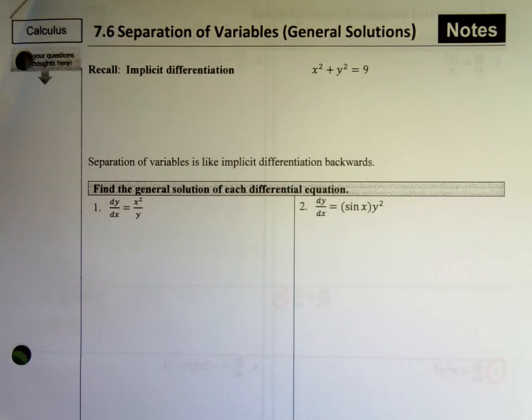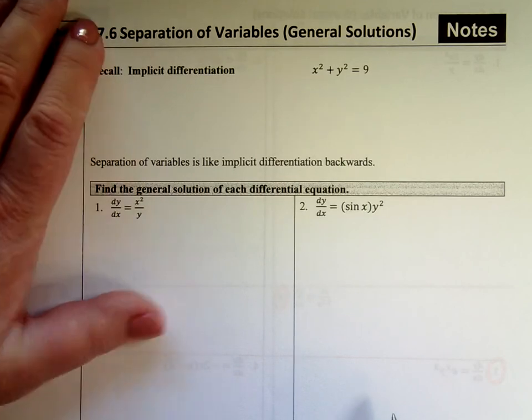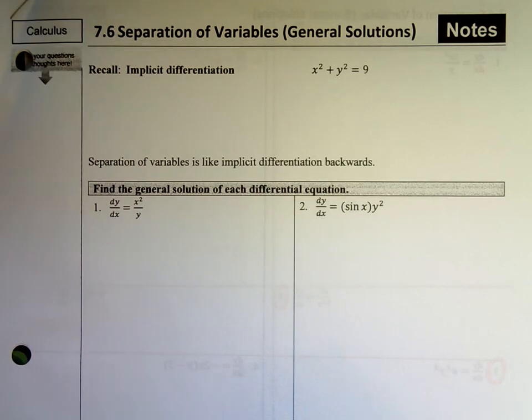All right, AB kids, we are working our way through Unit 7, and today we're looking at Section 7.6, which is called Separation of Variables with General Solutions. The next section, 7.7, is going to ask us to find particular solutions. In other words, they give us extra information so we can figure out what C actually is, and we've done that before. So it's kind of a reminder of an idea that goes back to implicit differentiation.